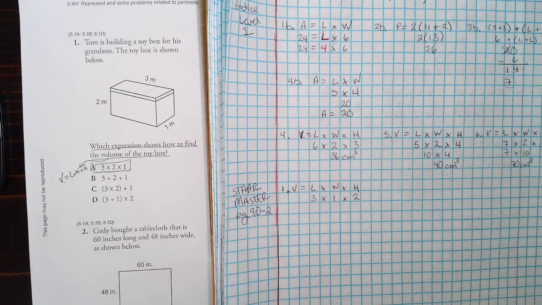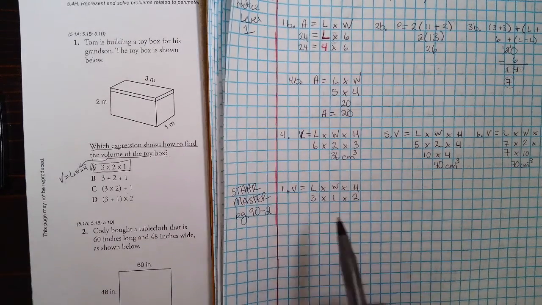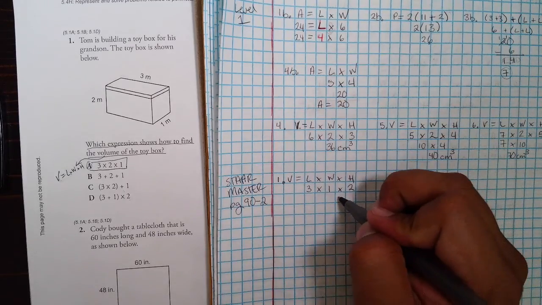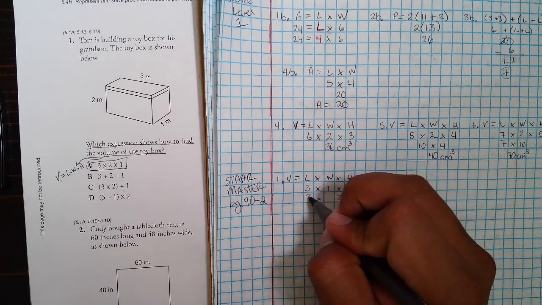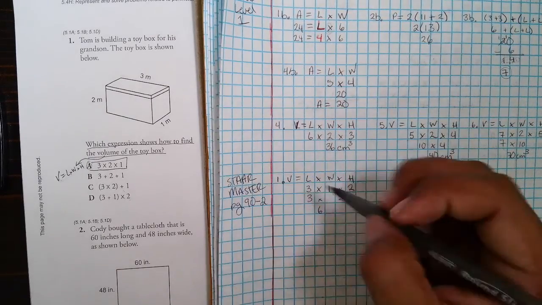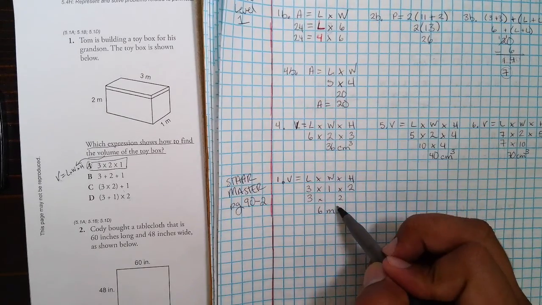So that's our answer though. 3 times 2 times 1 or 3 times 1 times 2 because it's all going to give me the same thing. All right, so let's go ahead and find it out. 1 times 2 is going to give me 2 times 3 is going to give me 6 meters. And what do I put right here?